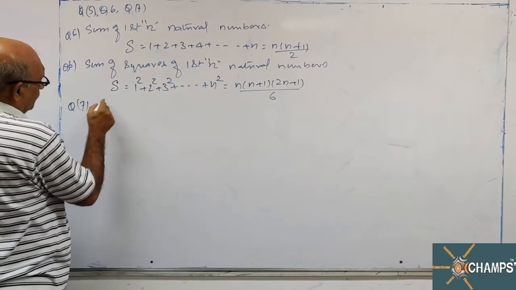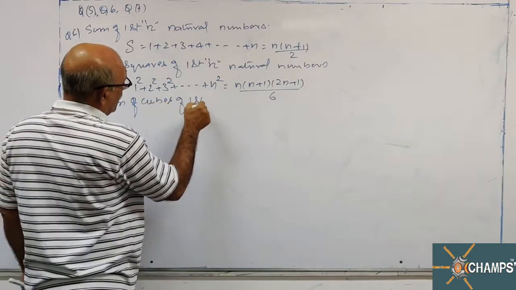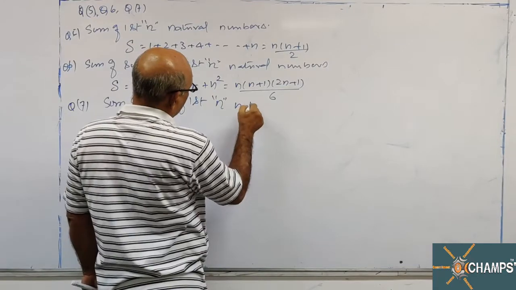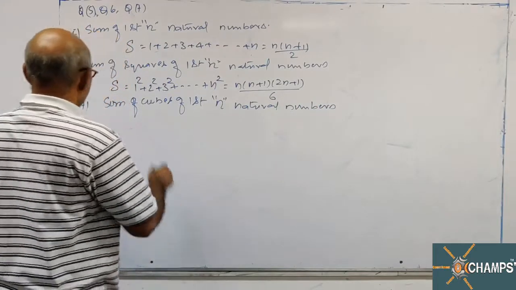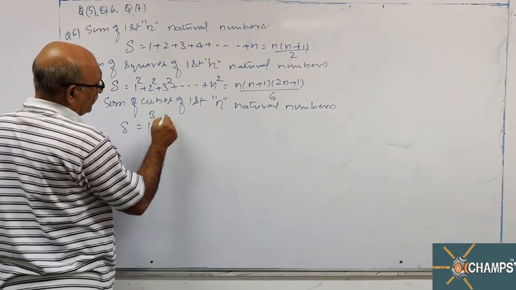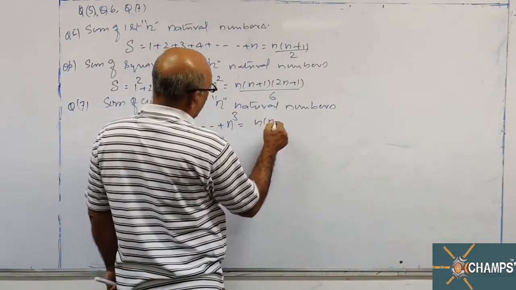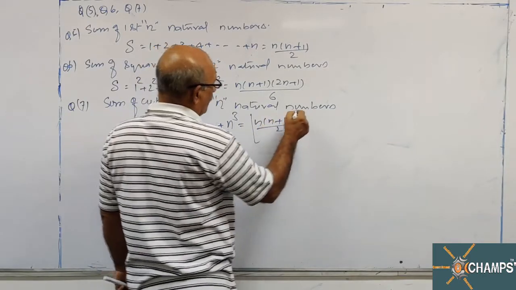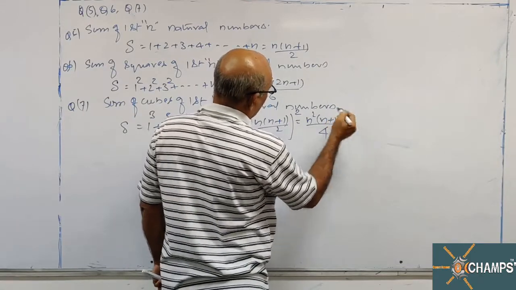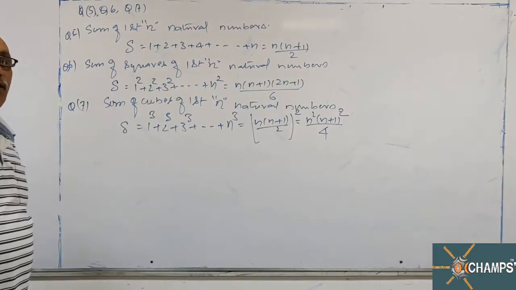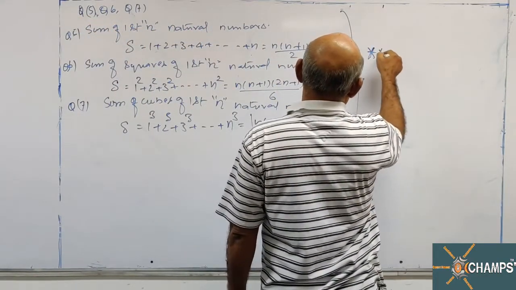Now question number 7. Sum of cubes of first n natural numbers: S is equal to 1 cube plus 2 cube plus 3 cube plus etc. plus n cube. This is n into n plus 1 by 2 whole square, otherwise n square into n plus 1 whole square by 4. Anyway, you can remember this. These are the 3 standard results which you have to remember. Star mark.